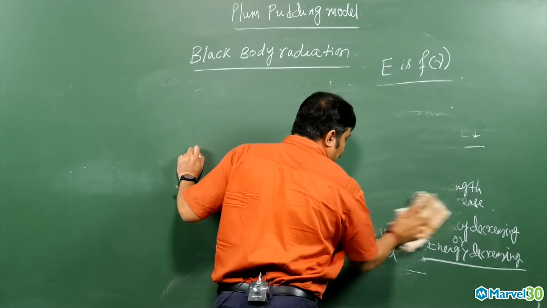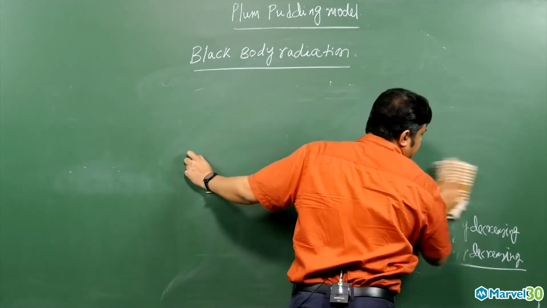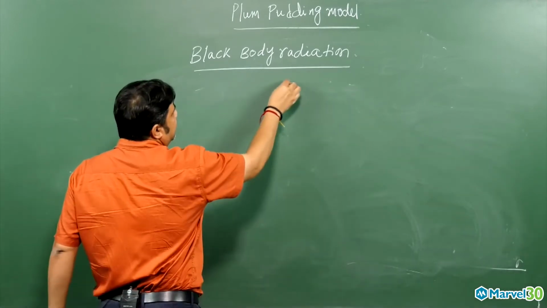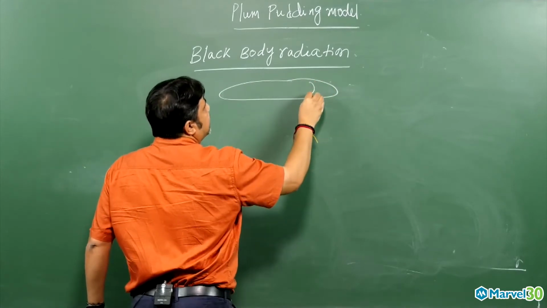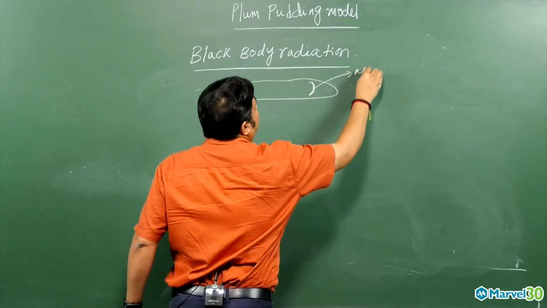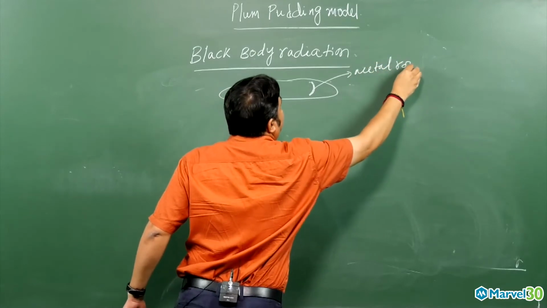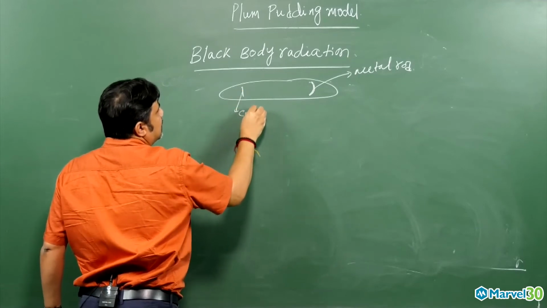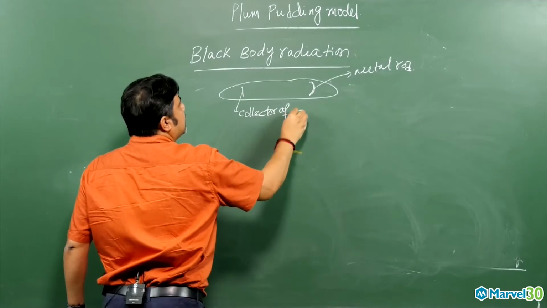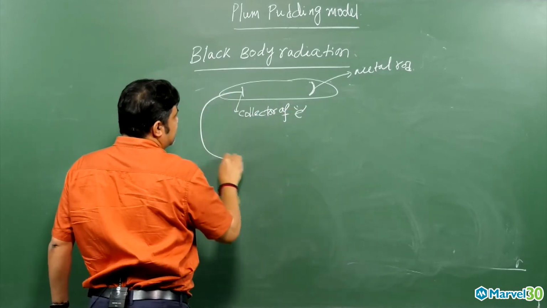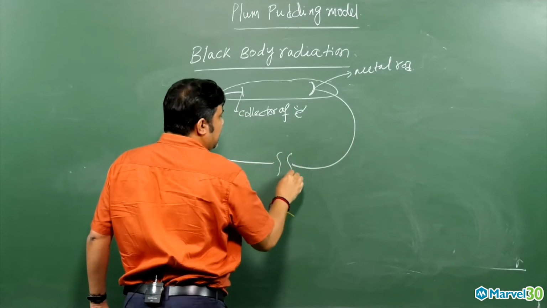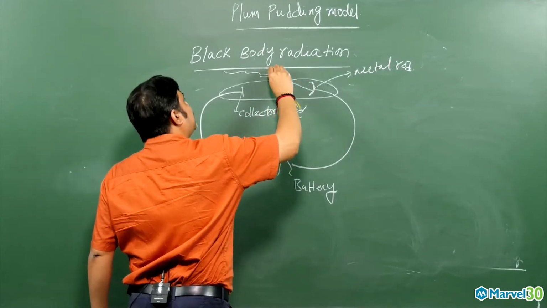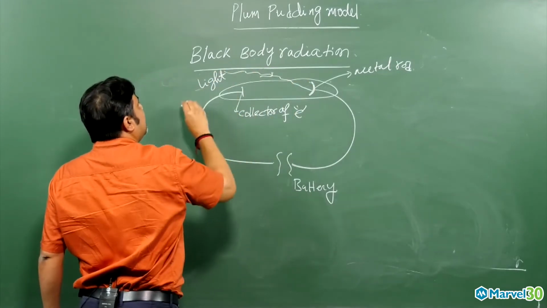If you look at the idea, they will prepare one complete circuit. Suppose they take one tube like this, and over here a metal rod. This is a metal rod. Here there will be one collector. This is nothing but a collector of electrons, and this collector and the metal rod will be connected with a battery.